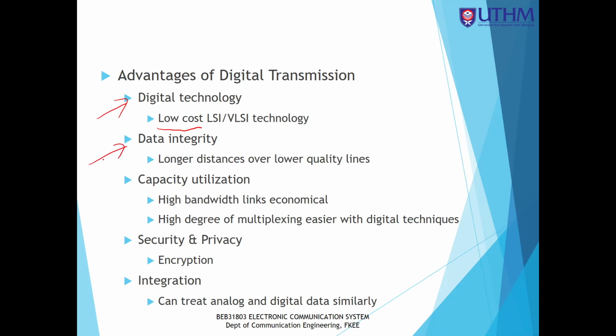In terms of integrity, in a digital system, we can transmit a longer distance with a good quality of lines. Capacity utilization: how many users we can support. We can support a higher number of users and we can transmit many signals together using multiplexing. Kalau kita gunakan digital system, kita boleh support banyak users.